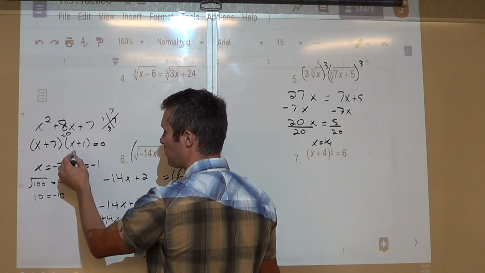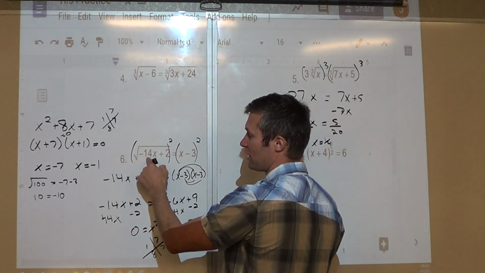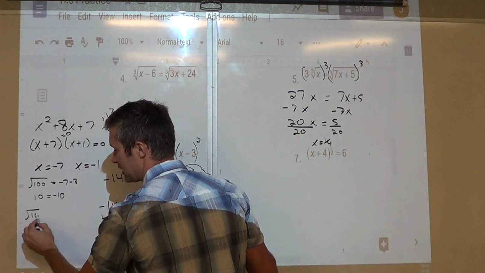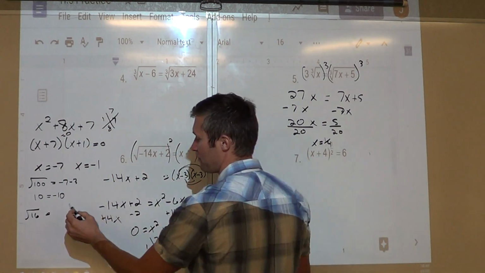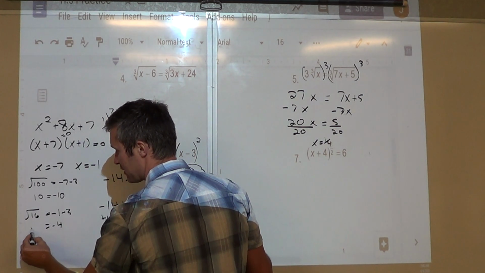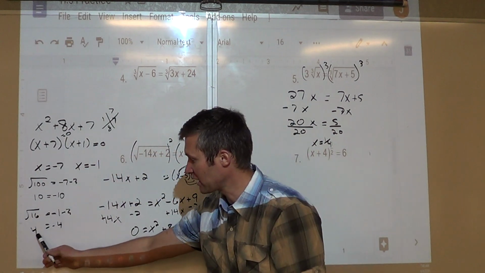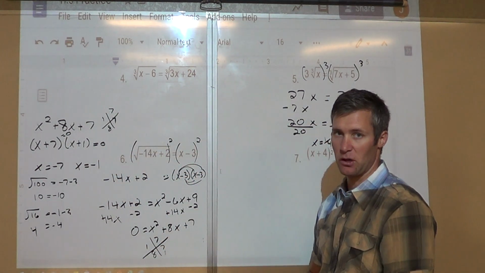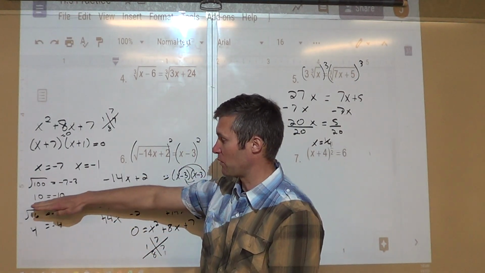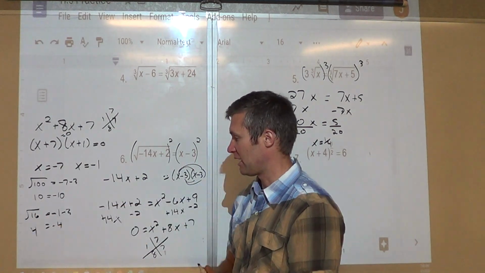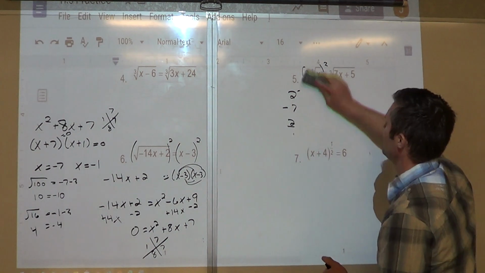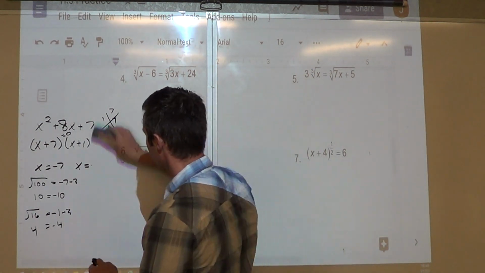Then I'd also plug in negative 1. So negative 1 times negative 14 would be 14 plus 2, which is the square root of 16, equals negative 1 minus 3, which is negative 4. Square root of 16 is 4. So again, this doesn't work out. 4 equals negative 4. And actually, number 6 is no solution because both of these look like they should work. But when I plug them in, I get this negative, which it shouldn't be. And so that's what you'd be looking at if you went through those.